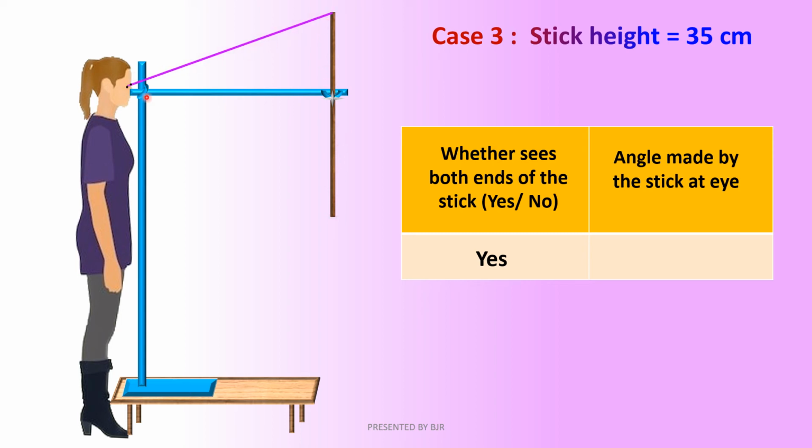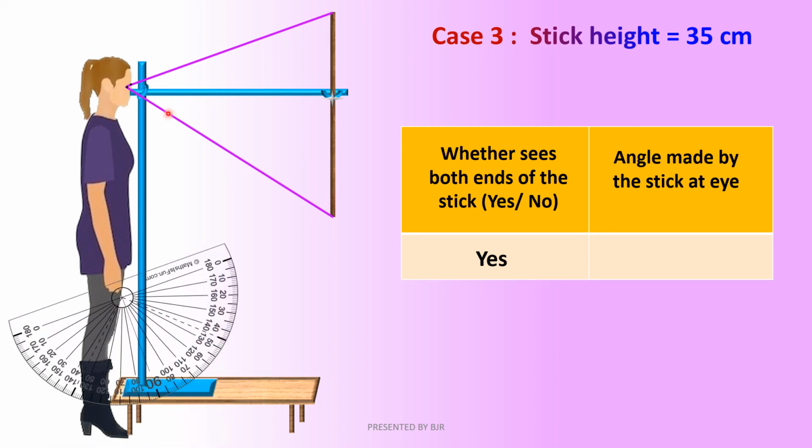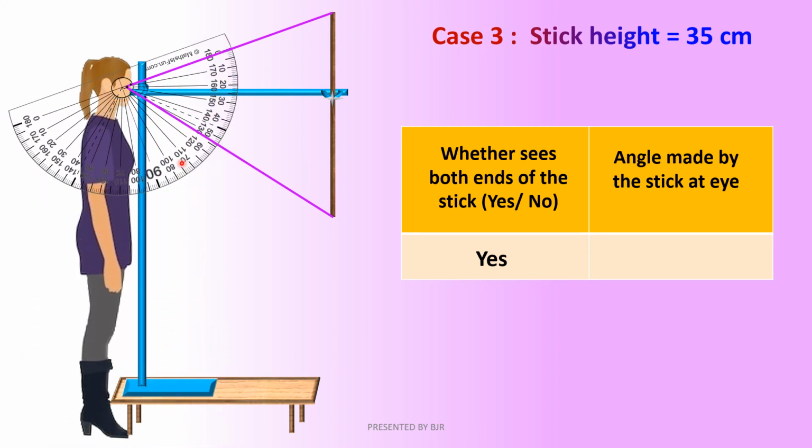So let us measure the angle by drawing the two line segments from the two ends. Here is the angle. I am going to measure it by using the protractor. Now here it is 54 degrees. Okay, that's all.